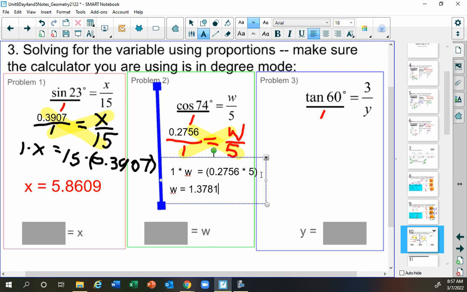So you will get an answer. That would be the value of W. So far, not too bad, right? Any questions on these first couple problems here?